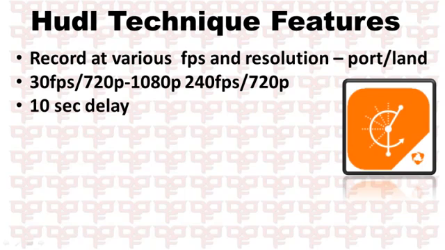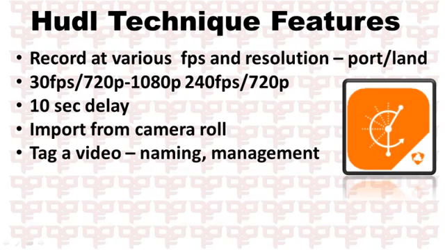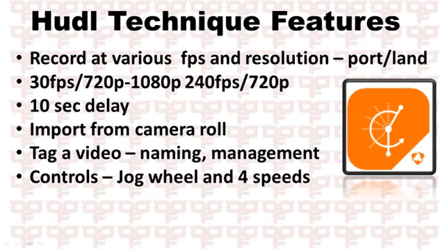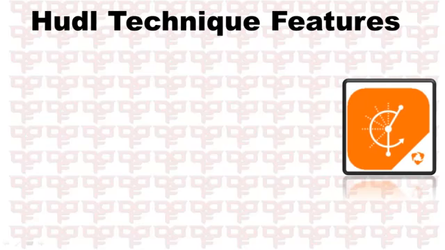You can use that 10-second delay to help you record if you are doing something remotely on your own. You can import from the camera roll, tag a video, and there's great naming rights that allow you to use your contacts within your phone to name videos within the app. You have a jog wheel and 4 different speeds to play video back. You can trim a clip, and you can also flip it, take a right-handed player and make them a left-handed player.